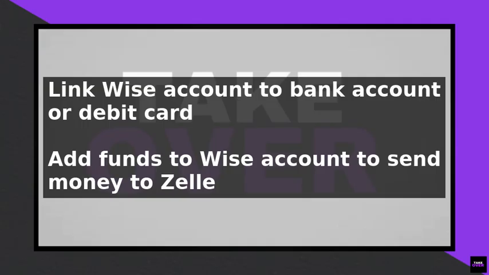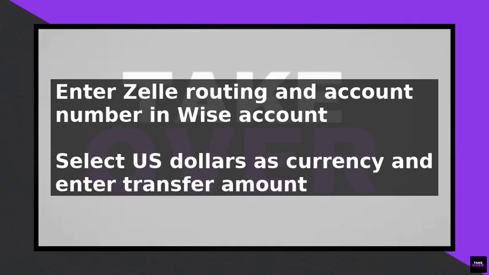To do this, you will need to use the Zelle routing and account number associated with your Zelle account. You can find this information by logging in to your Zelle account and going to the Settings or Account Information section. In your Wise account, click on the Send Money button and select the currency you want to send, which in this case is US dollars. Enter the Zelle routing and account number, and the amount you want to send. Review the transaction details, including the exchange rate and any fees, and confirm the transfer.